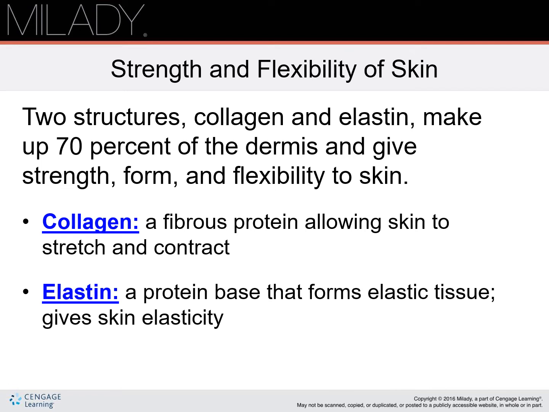Now, moving on to the strength and the flexibility of skin. Two structures, collagen and elastin, make up 70% of the dermis and give strength, form, and flexibility to the skin. Collagen. So what is collagen? It is a fibrous protein that gives skin form and strength. Healthy collagen fibers allow the skin to stretch and contract. If fibers become weakened, skin can lose tone, it can cause wrinkles, it can cause sagging in the skin. So we naturally lose collagen as we age.